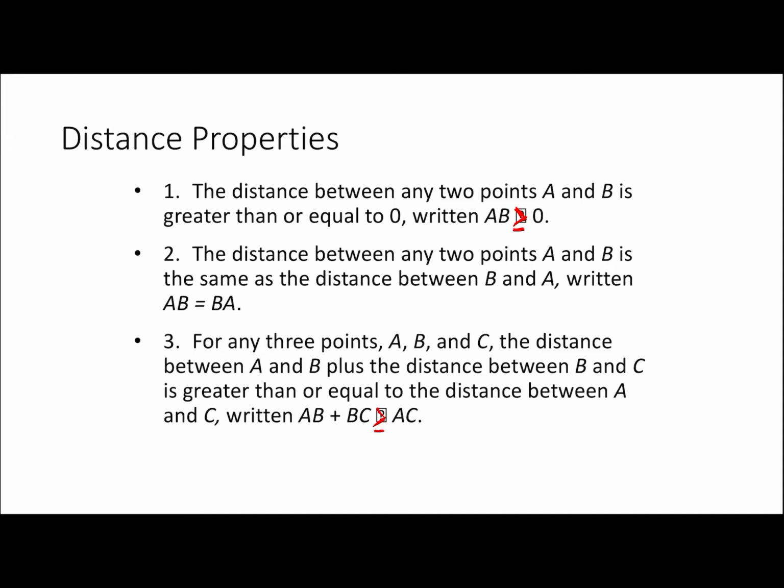Now, the first one is that the distance between any 2 points, A and B, is greater than or equal to 0, written AB, that's the distance between A and B, is greater than or equal to 0. Basically, that means you cannot have a negative distance. And we know that. When you measure, you talk about how far you've traveled, the unit you use is a positive unit. It's never negative. You never say, well, I traveled negative 4 miles.